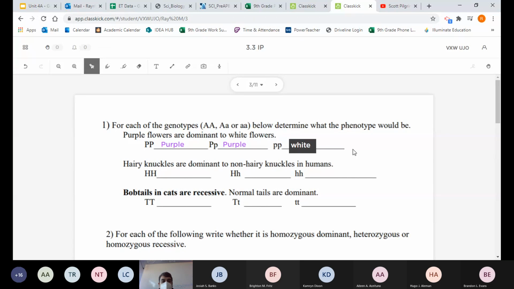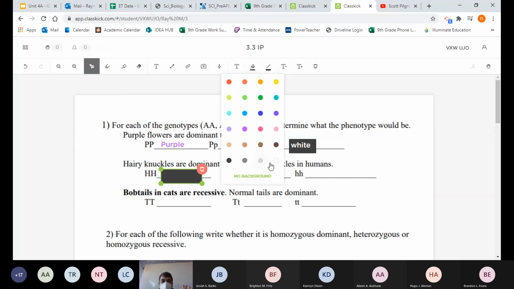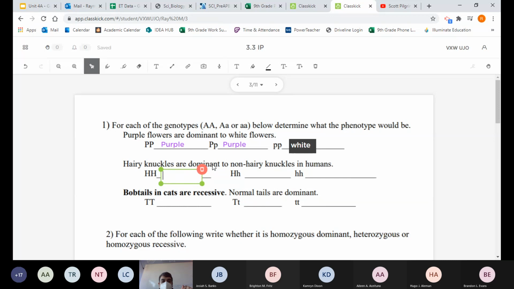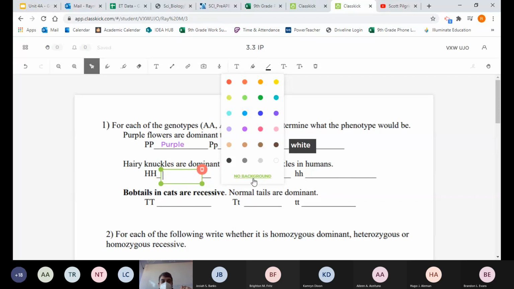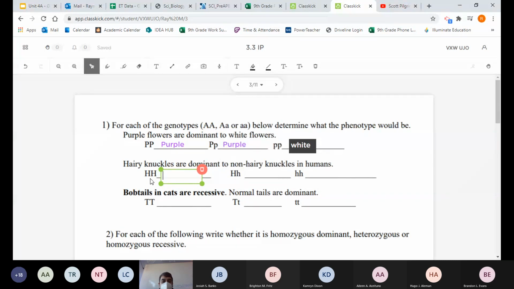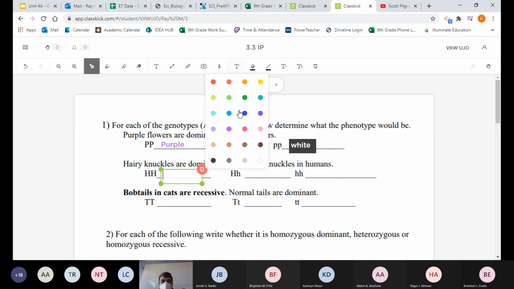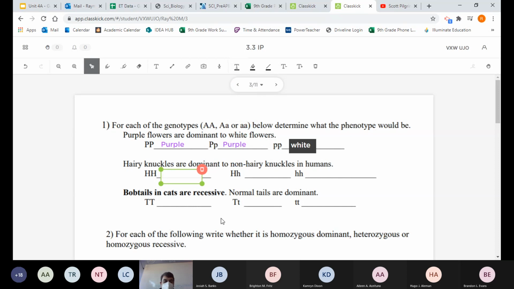Okay. Next, hairy knuckles are dominant to non-hairy knuckles. And believe you me, that is true. I'm getting there. I'm not quite there yet, but I'll get there soon. My dad has pretty hairy knuckles. Okay, so hairy knuckles are dominant to non-hairy knuckles. So if we're dealing with a homozygous dominant, that means that we are going to have very good. Hairy knuckles.